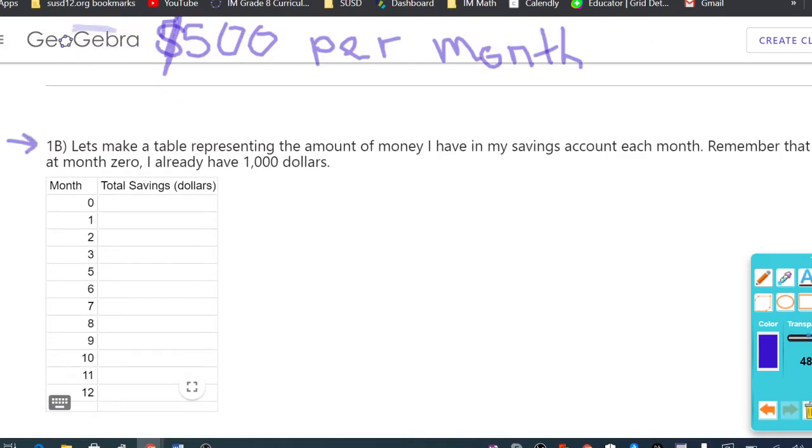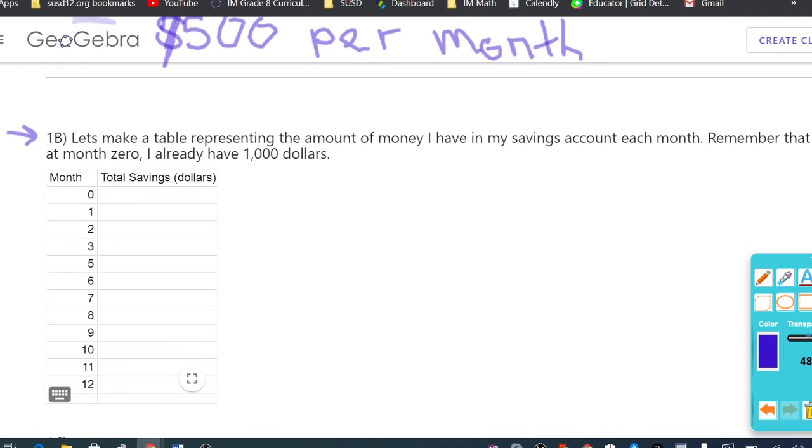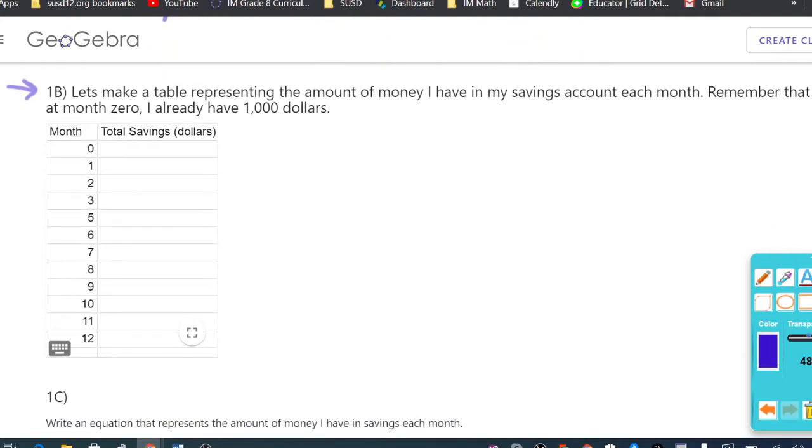Okay, question 1B says, let's make a table representing the amount of money I have in my savings account each month. Remember that at month 0, I already have $1,000. Now, the month is going to be my X value. Let me write that a little darker on here. My X value is the month. My Y value is the total savings in my bank account.